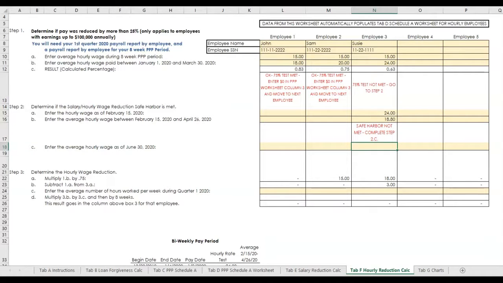In this case, Susie's hourly rate is increased to $20 an hour as of June 30th, but because it is not increased back to her pre-February 15th rate, we do not meet the safe harbor, and Susie's wage reduction will affect ABC Company's loan forgiveness. Our last step here is to record her average hours worked during the first quarter of 2020. She has always worked 30 hours per week, so based on that, the amount that will reduce loan forgiveness will be $720 for this 8-week period. This is calculated by taking the hourly rate reduction over 75%, which is $3 per hour, and multiplying that by 30 average hours per week for 8 weeks.